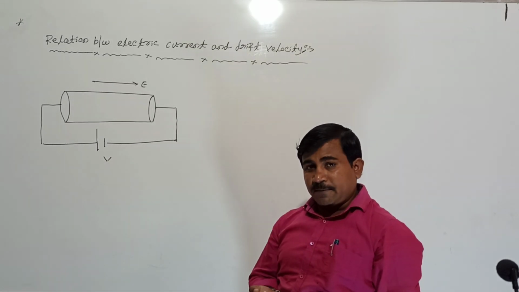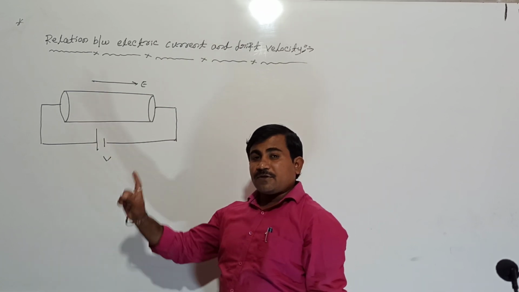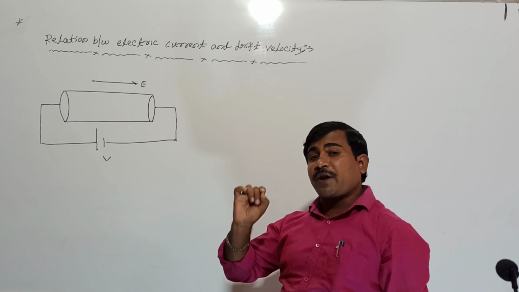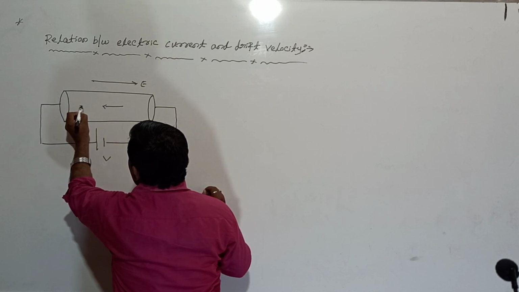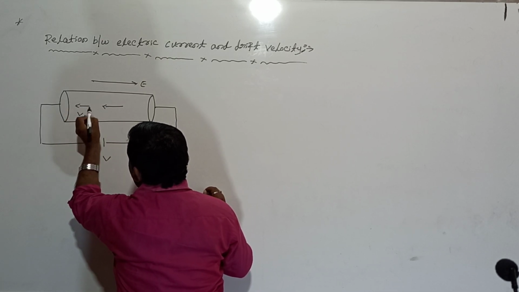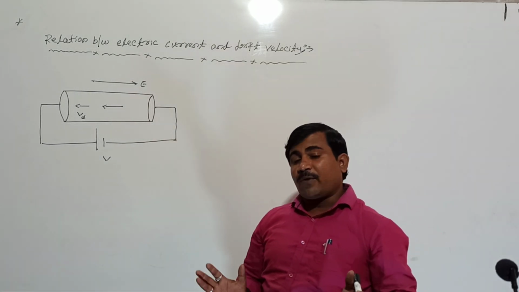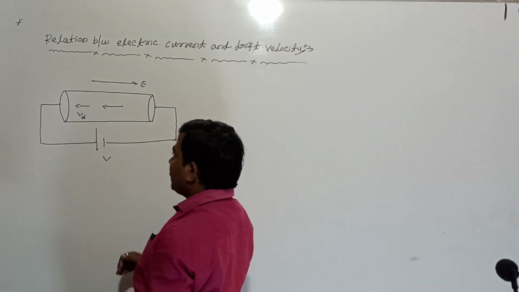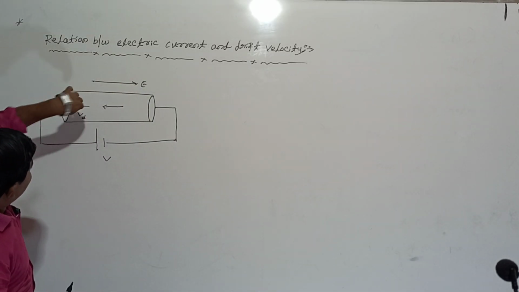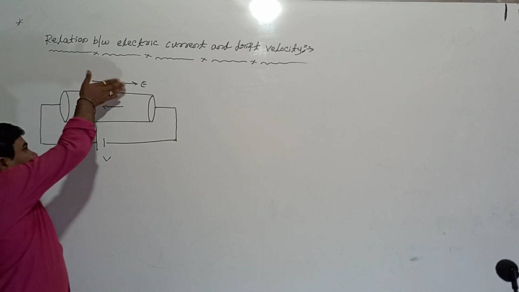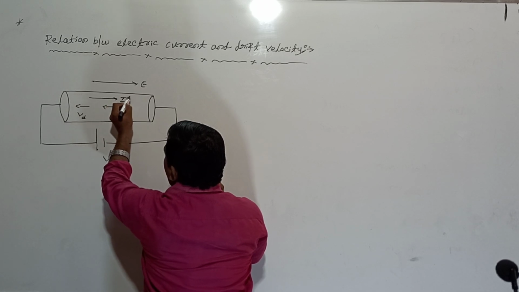When the electric field is set up, this electric field exerts a force on the free electrons. As a result, all the free electrons move with a velocity. This velocity we call drift velocity. In a metallic conductor, what is the direction of current? The direction of current is the direction in which positive charges are moving. If negative charges are moving in one direction, then positive charges are moving in the opposite direction. So the direction of electric current is the direction in which positive charges are moving.